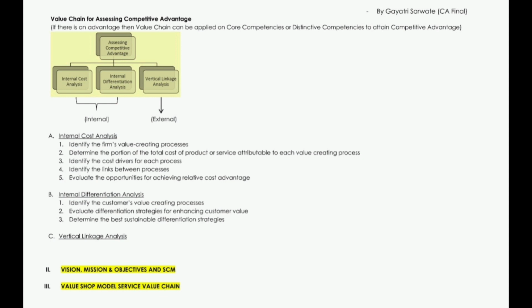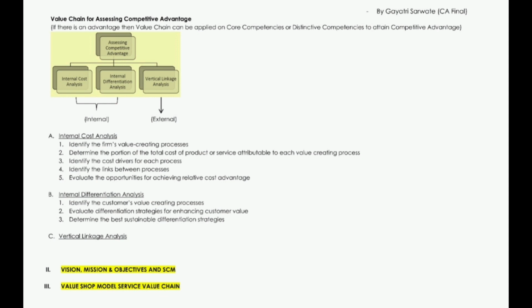Now, the fundamental purpose of strategic planning and management is to align these vision and mission statements. A company's strategy is directed towards achieving the sustained competitive advantage, and hence, strategic cost management is very closely linked to the vision, mission, and objectives of the company. Now, these all things were about product specific, but there are services apart from the products. So there is another concept which is called the service value chain or the value shop model.